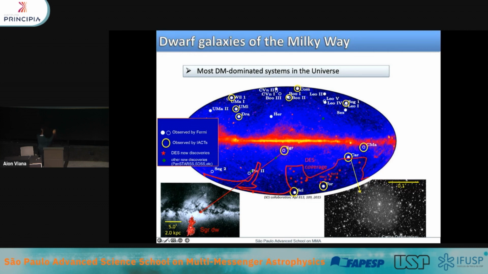Now, there are several what we call classical dwarf galaxies, known for the past decades. And in the past decade or so, we had a large number of surveys that increased the number of dwarf galaxies that we observed around the Milky Way. For example, the Dark Energy Survey has this coverage here, and we discovered several dwarf galaxies in the south galactic plane.